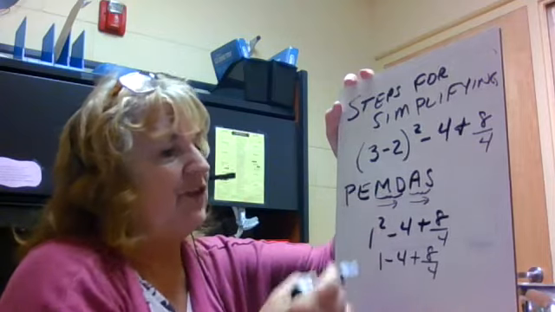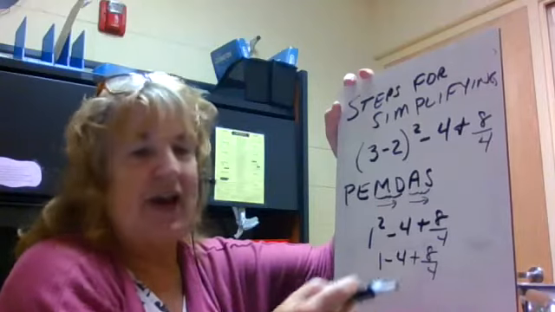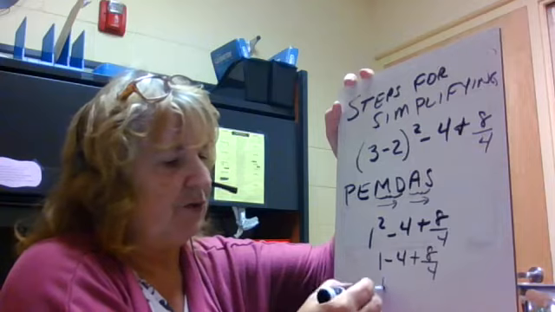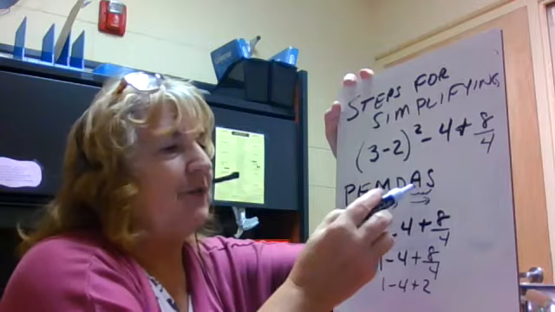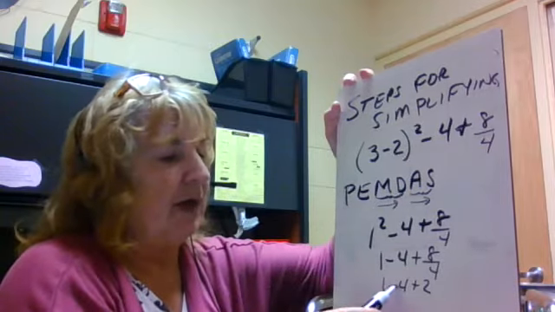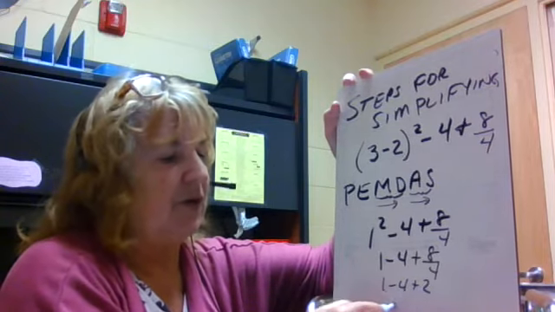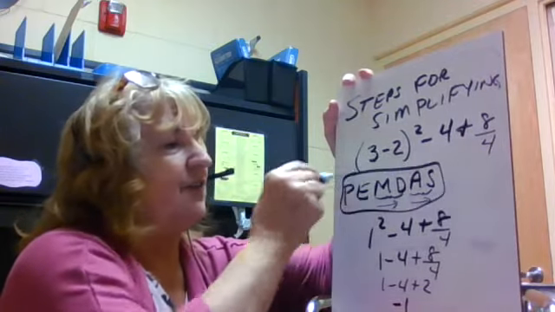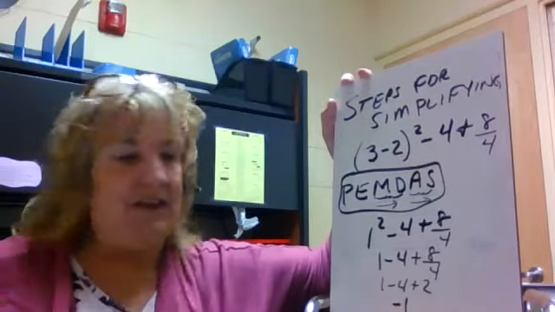Then we do multiplication or division. Well, here's the multiplication or division piece. It's way at the end there, so we do that first. 8 divided by 4 is 2. And then we do addition and subtraction, and we go from left to right. So we go 1 minus 4 is negative 3, plus 2 is negative 1. But there's the key to that answer. You need to be able to explain what that expression means.